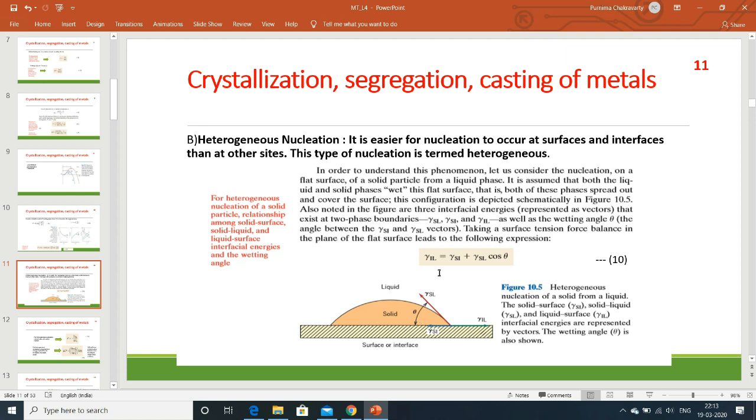So let's see how the overall surface tension force looks. Equation 10 stands for the overall surface tension force, which is given by gamma IL is equal to gamma SI plus gamma SL cos of theta. Going forward, we will try to calculate the critical radius and critical free energy in this case also, as we did in our previous case.